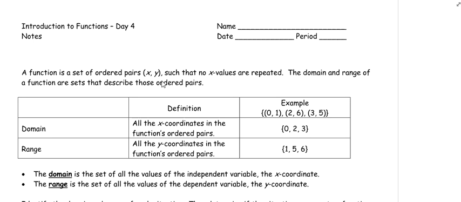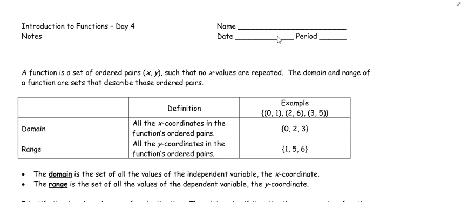So a function is a set of ordered pairs x, y such that no x values are repeated. So we've talked about how you determine a function when the input isn't repeated. Each x has a unique y, okay?